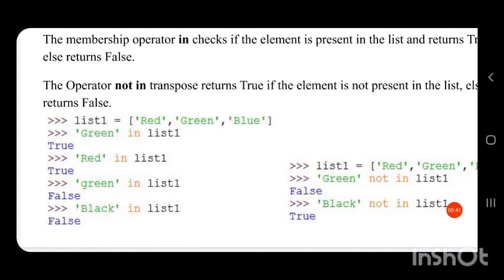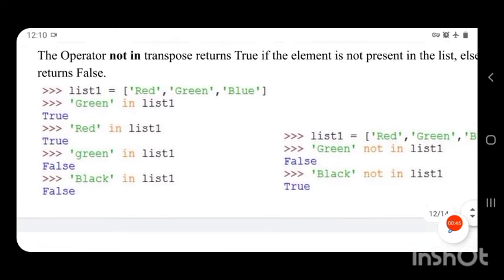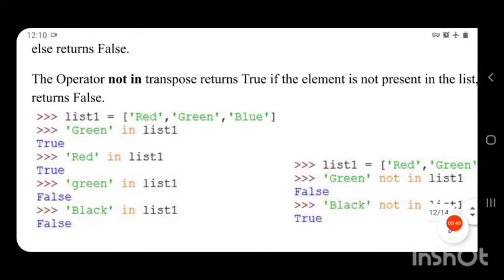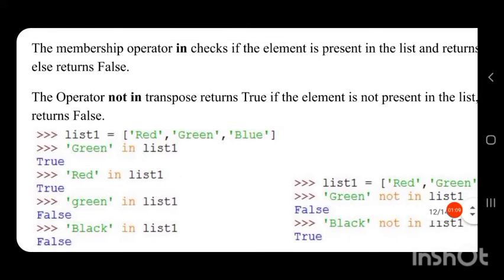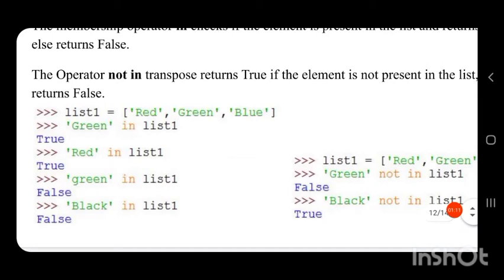So these two are considered as different strings, and so it returned false, because capital G green and small letter g green are different, and the green whose first letter is a small letter is considered as a different element. So Python will return false. So the answer is false because this green is not an element of this list.